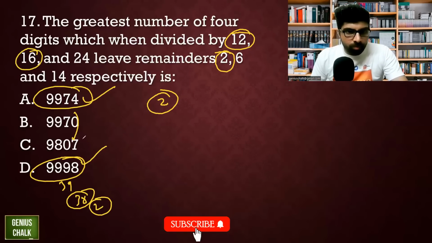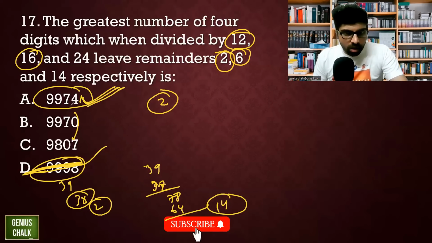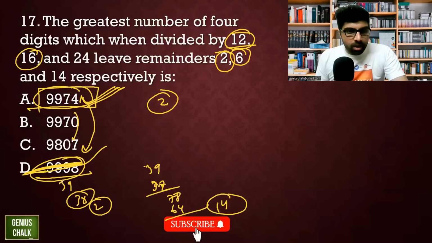But if you check by 16, 16 6s are 96, 16 2s are 32, so 78. 16 4s are 64. It is giving us 14 remainder. So with 16, it is not giving us 6. It is giving us 14 remainder, so this cannot be my answer, right? And with 9974 we are getting the right remainder by using 12, so this has to be my answer. Because the highest was also asked, I have checked the number higher than this, and there is no need to check further. This is the highest number, so this has to be my answer, right?